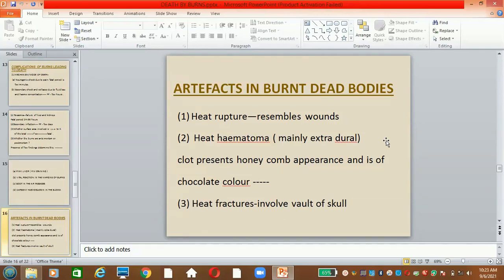Second artifact can be heat hematoma. There is swelling on the scalp, and it is not due to trauma. It is due to the effect of extreme heat. The clot presents honeycomb appearance and it is of chocolate color. It is the effect of heat. Then we can have heat fractures on the vault of the skull. In fact, these are not traumatic fractures. There is separation of the sutures because of extreme heat.